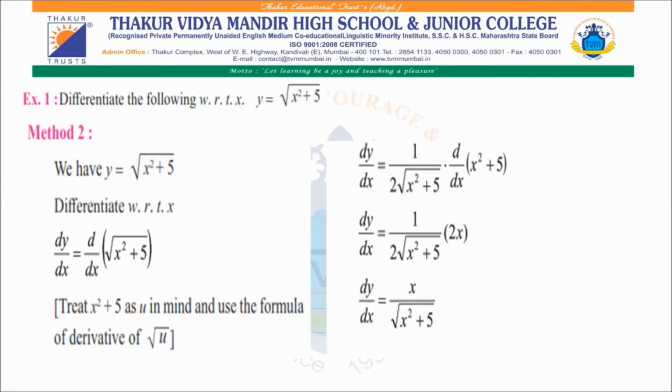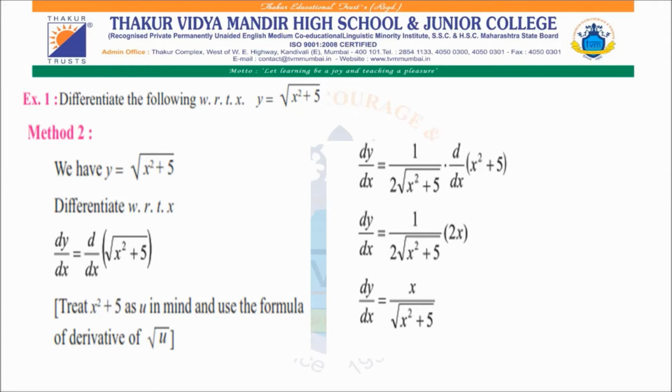Since we have y equals under root of x square plus 5, differentiate with respect to x, we get dy by dx equals d by dx of under root of x square plus 5. Treat x square plus 5 as u in mind and use the formula of derivative of root u. The derivative of root u is 1 upon 2 root u. So we write 1 upon 2 root of x square plus 5 into d by dx of x square plus 5. Okay, the f dash is represented as d by dx.